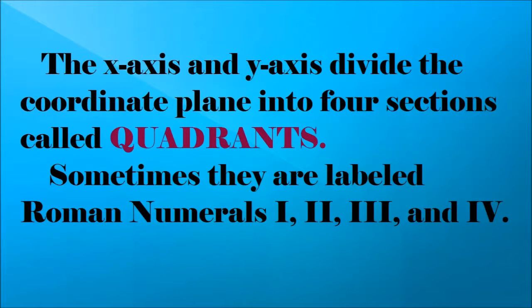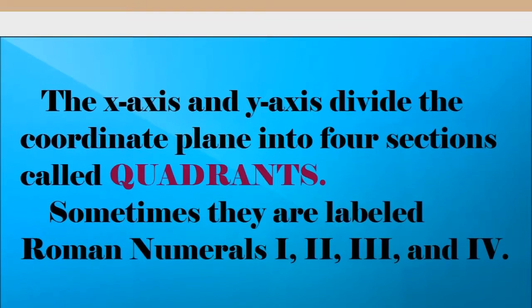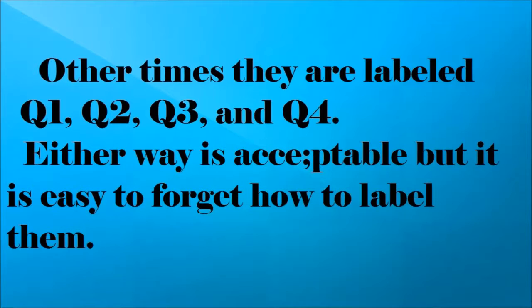The x-axis and y-axis divide the coordinate plane into four sections called quadrants. Sometimes they are labeled using Roman numerals 1, 2, 3, and 4. Other times, they are labeled Q1, Q2, Q3, and Q4. Either way is acceptable, but it's easy to forget how to label them.